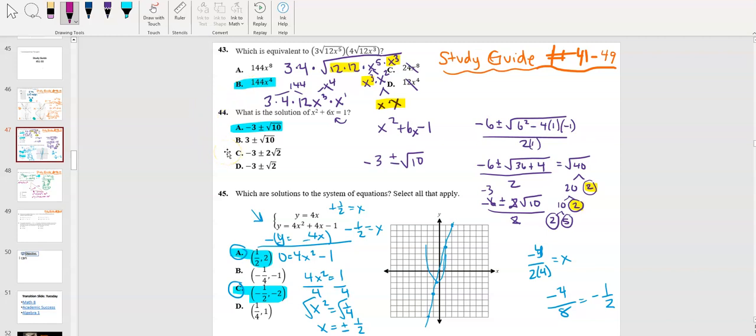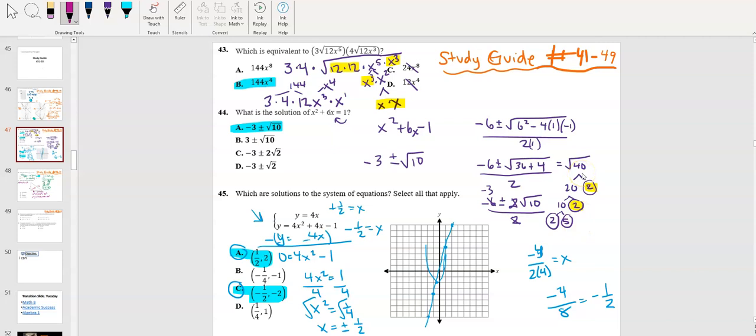For number 44, there's a lot of different ways to solve this one. You could keep it like it is like here and then complete the square, or you can move that 1 to the other side to make a C value and then solve using the quadratic formula, which is what I did here. Once I got to this part, the square root of 36 plus 4 is the square root of 40. Now, because I'm going to be dividing by 2, I went ahead and split and simplified this radical.